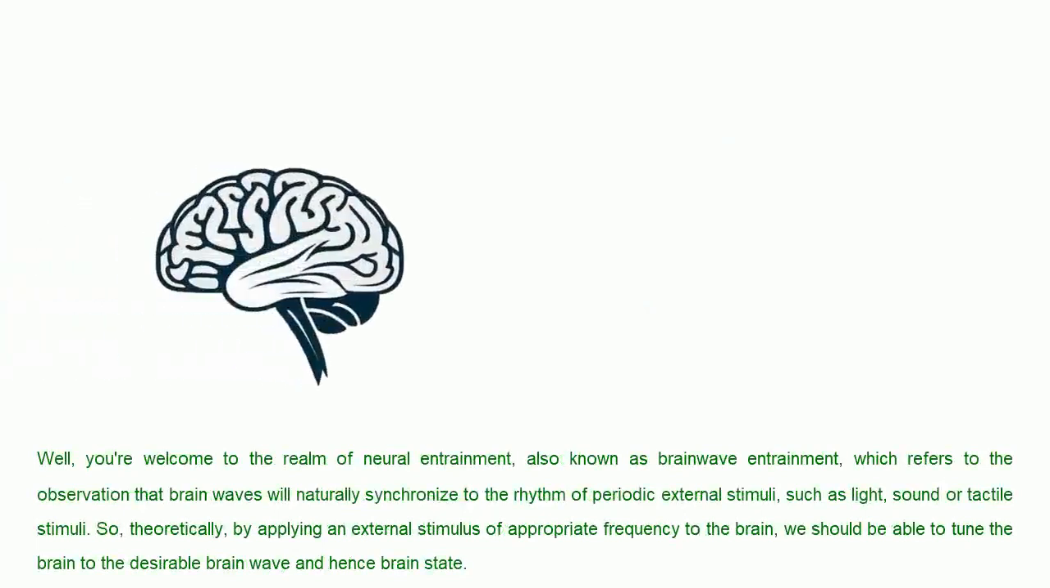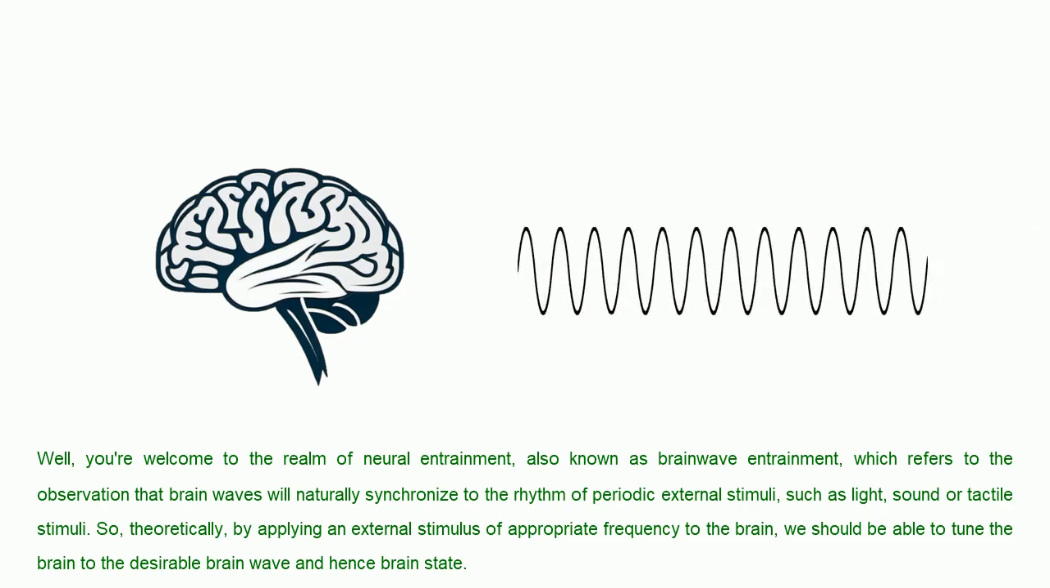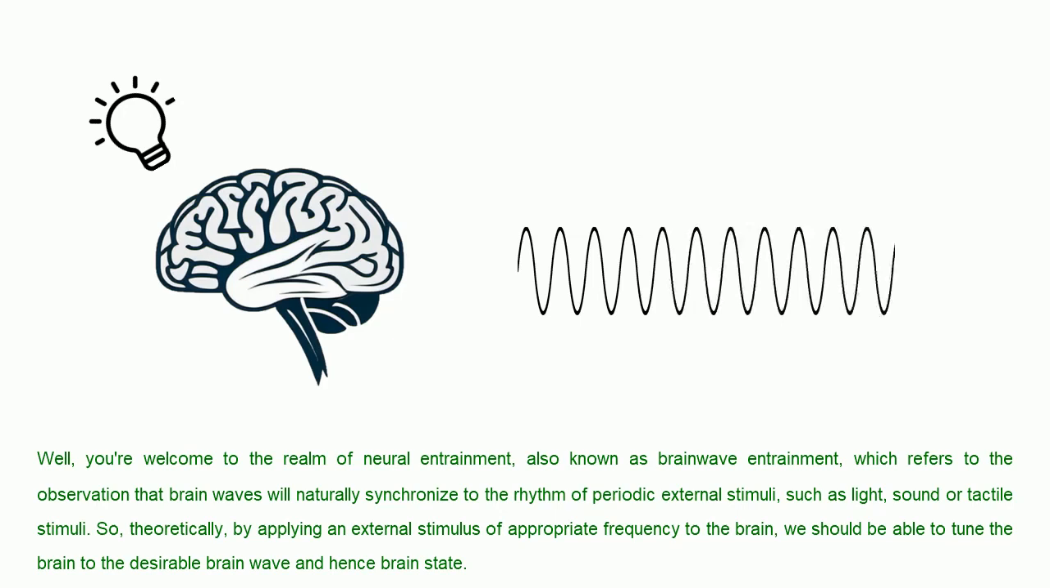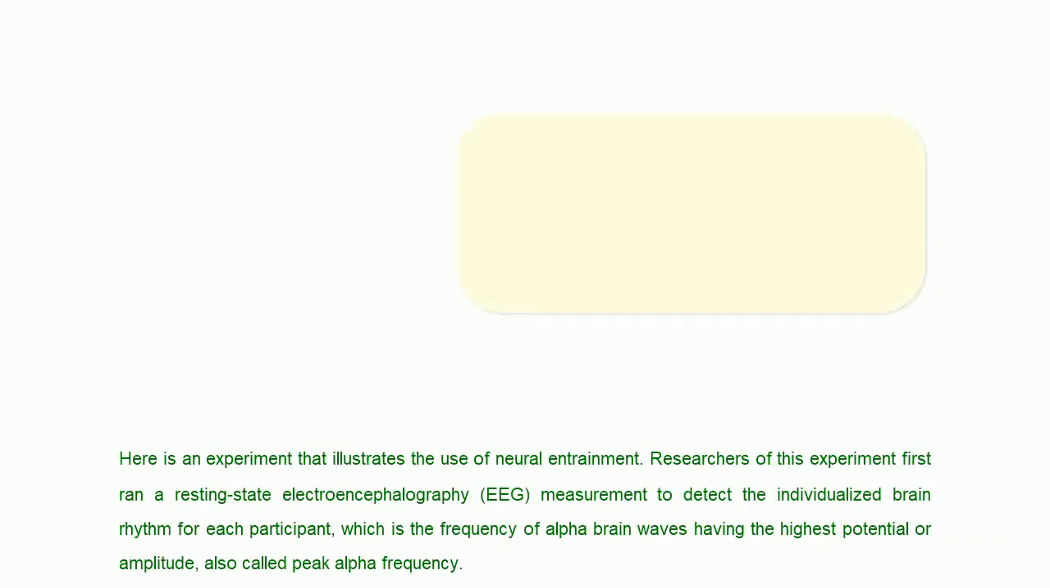Well, welcome to the realm of neural entrainment, also known as brainwave entrainment, which refers to the observation that brain waves will naturally synchronize to the rhythm of periodic external stimuli, such as light, sound or tactile stimuli. So, theoretically, by applying an external stimulus of appropriate frequency to the brain, we should be able to tune the brain to the desirable brain wave and hence brain state. Here is an experiment that illustrates the use of neural entrainment.